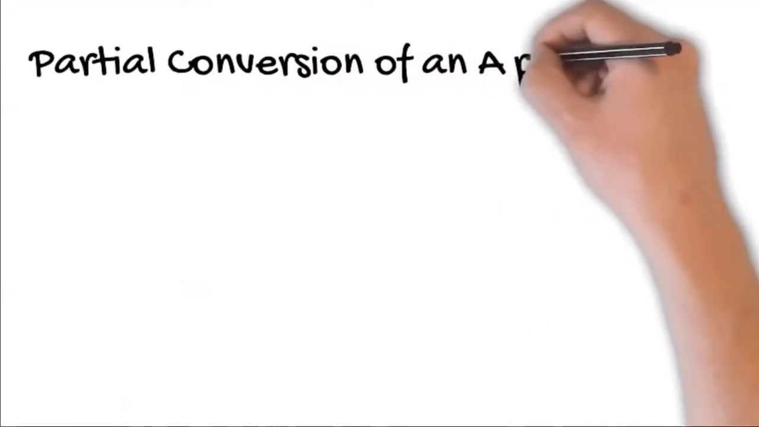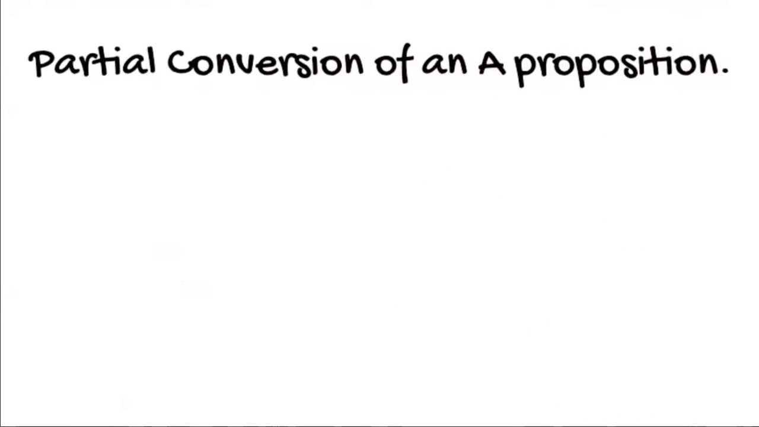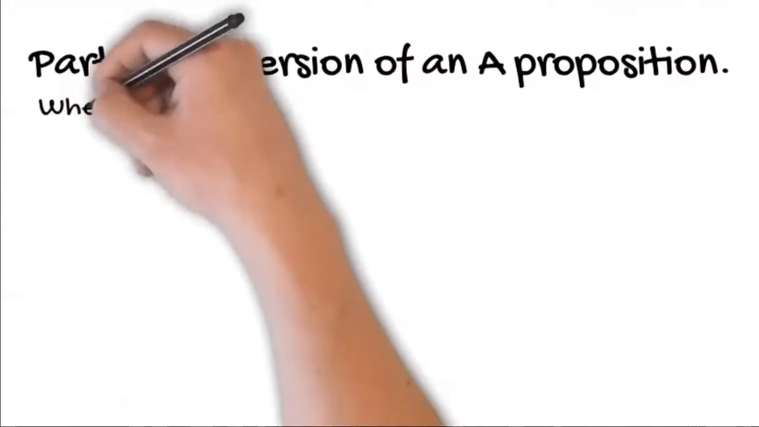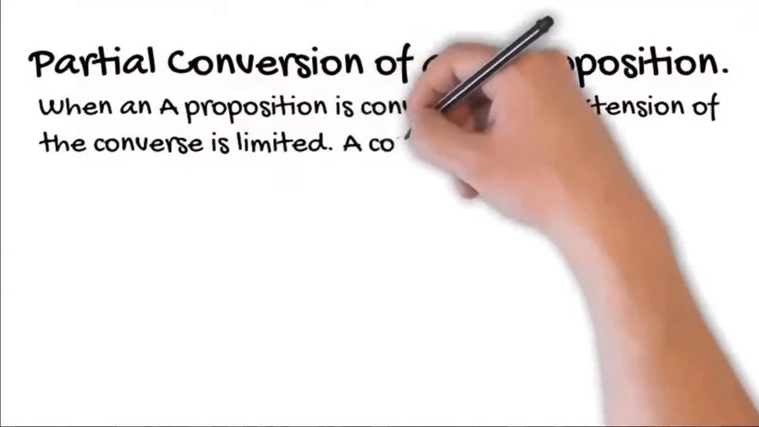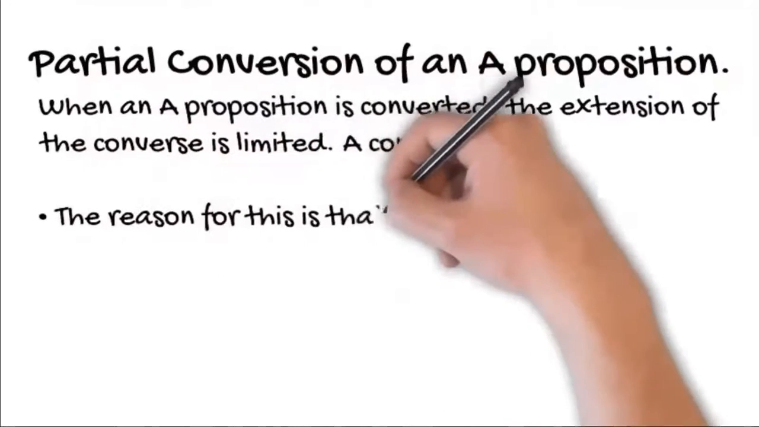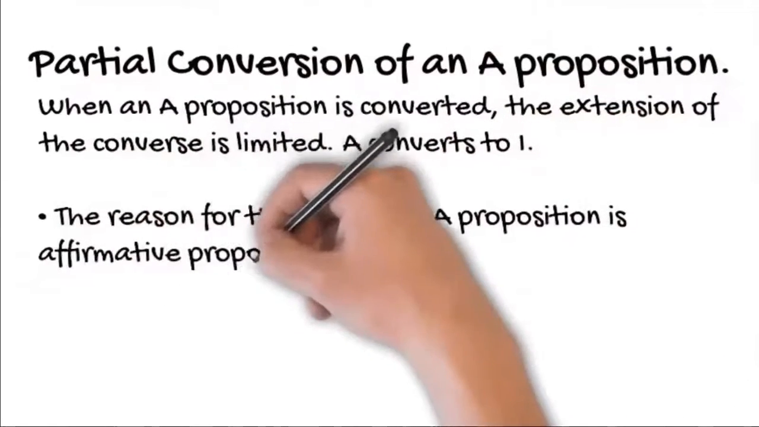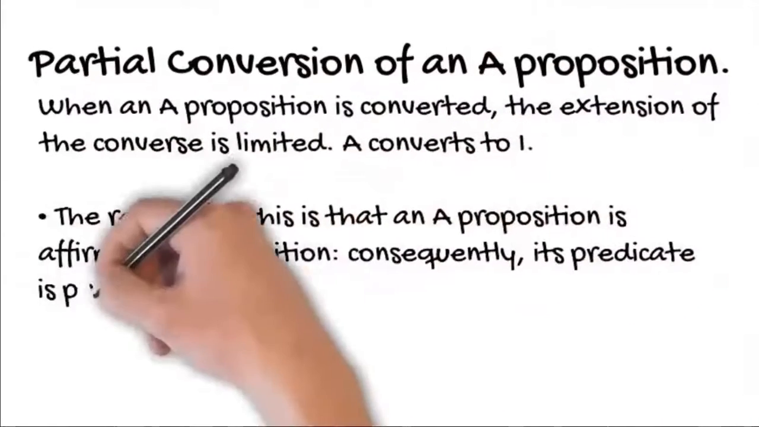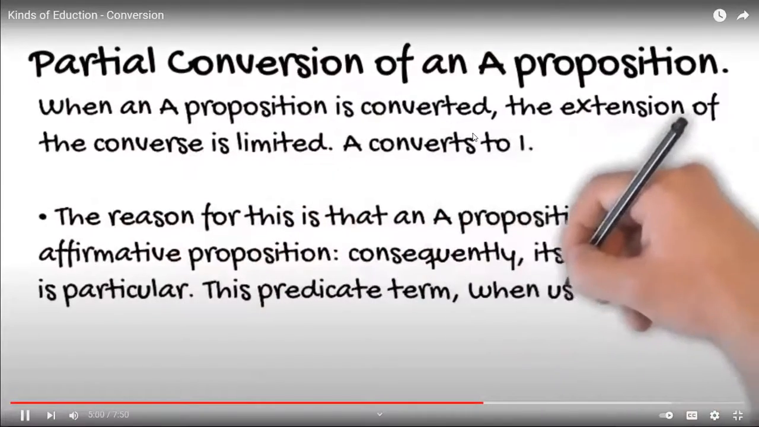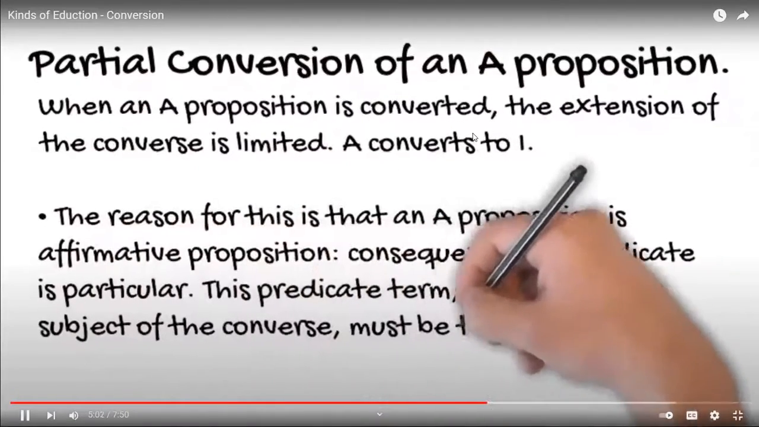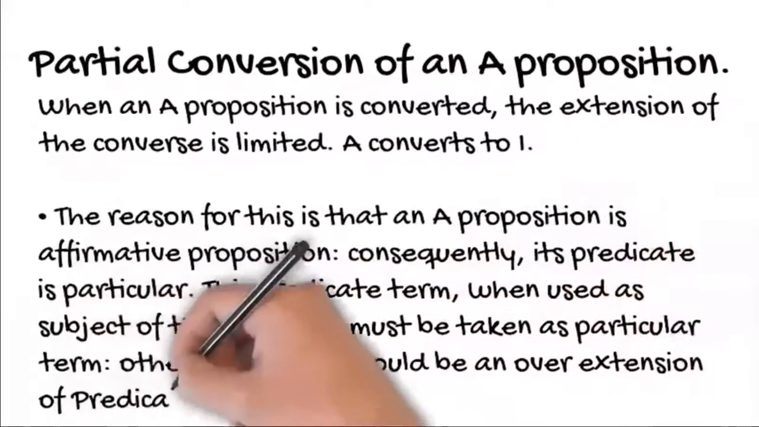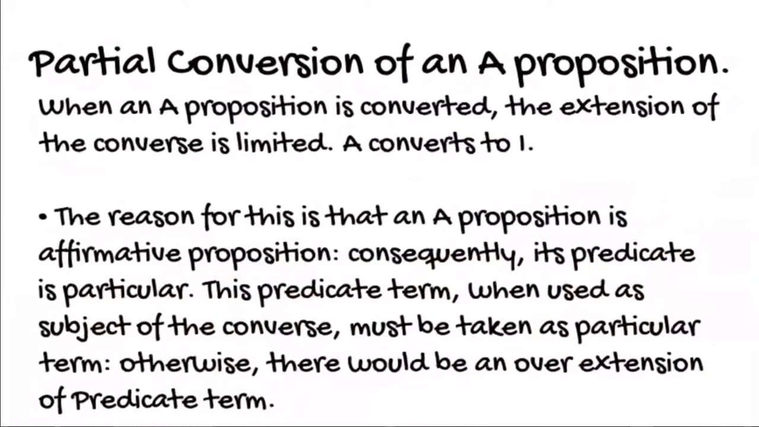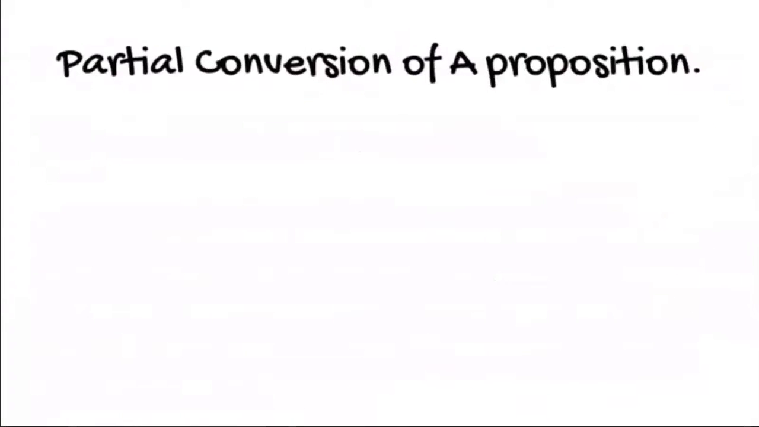The partial conversion of an A proposition. When an A proposition is converted, the extension of the converse is limited. A converts to I. The reason for this is that an A proposition is an affirmative proposition. Consequently, its predicate is particular. This predicate term, when used as a subject of the converse, must be taken as particular. Otherwise, there would be an overextension of the predicate term.